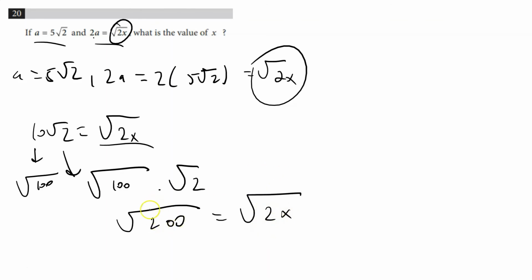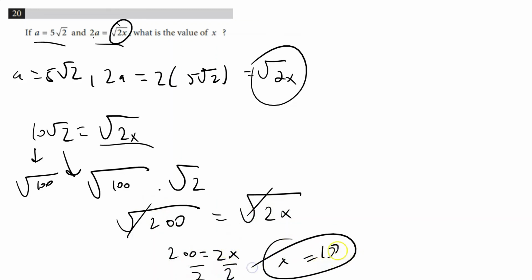We can cancel the square roots. So we have 200 equals 2x. Divide by 2 on both sides. X equals 100. And you're done with the exam.